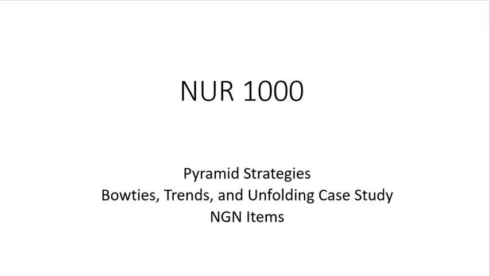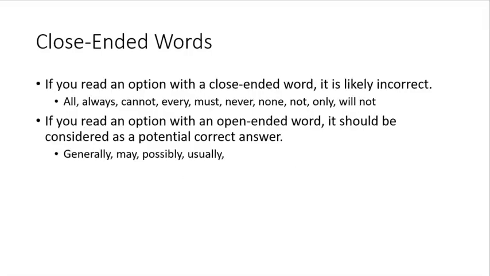This week we'll go over some final test-taking strategies that you can use when taking NCLEX style exams. We'll also look at some specific item types for the NCLEX, such as bow ties, NCLEX questions that include trends, and unfolding case studies. So the first tip we want to talk about is looking for closed-ended words.